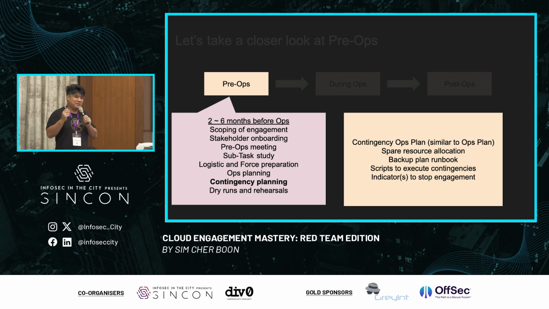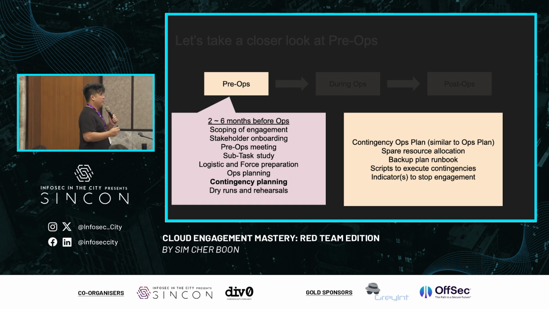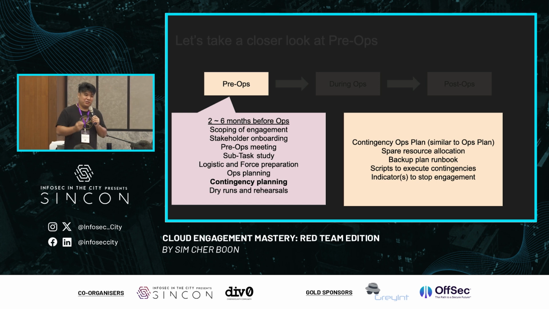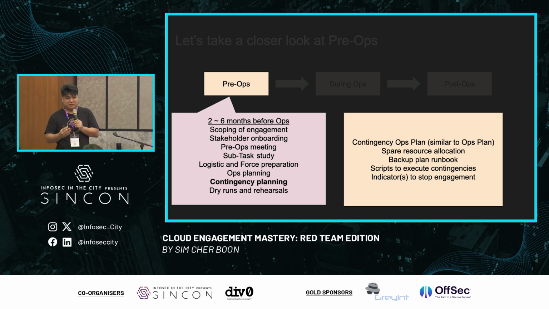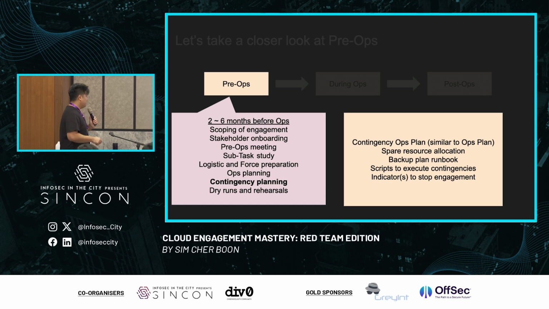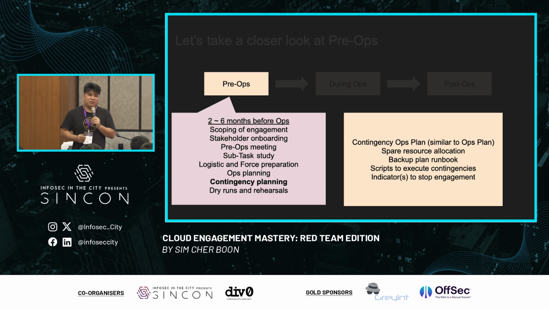This is very important, because if there's a certain scenario or condition that's being hit, and because of that condition we cannot continue, we must stop and declare it as a red team engagement. So always remember, indicators to stop engagement is super important in stakeholder management. You don't want to make people unhappy.